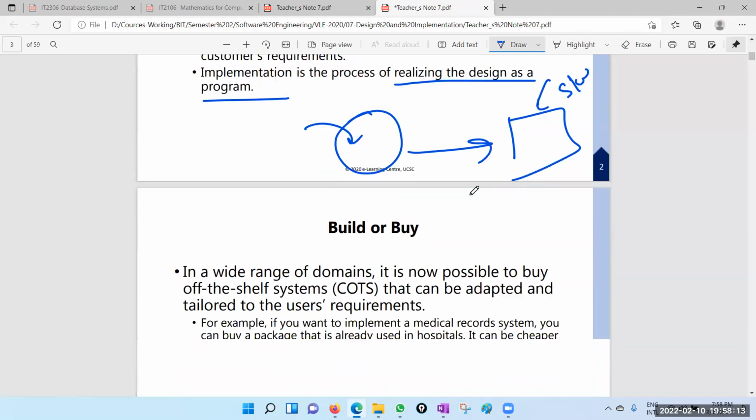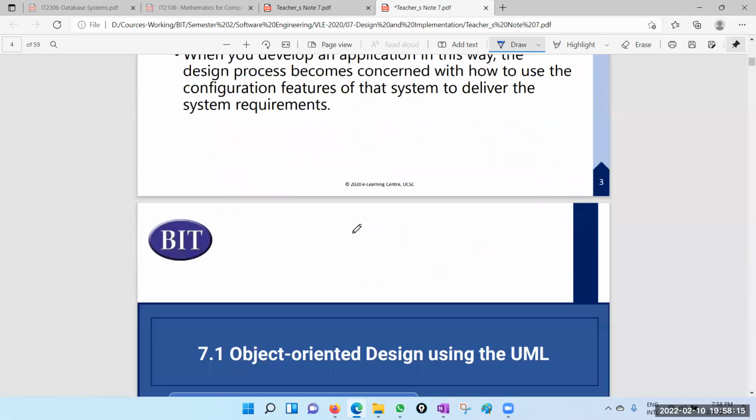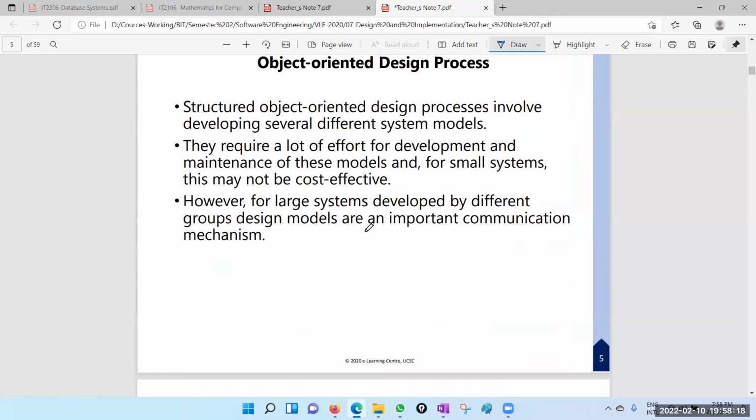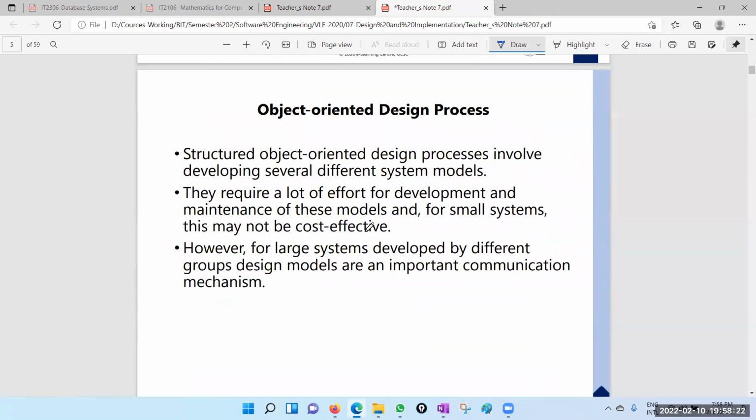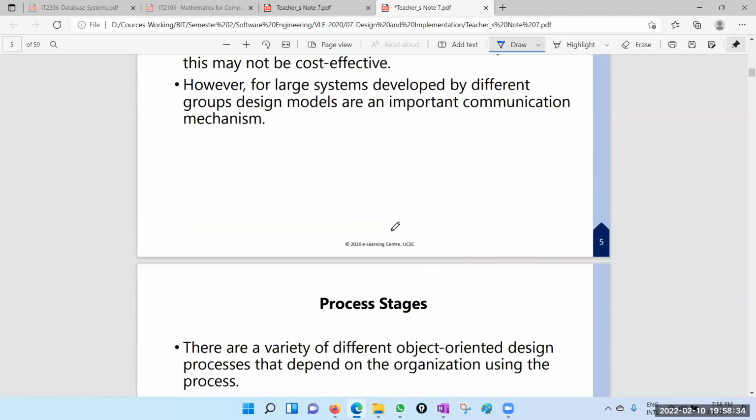Okay. Right. So I will explain the build and buy. Right. So why do we prefer the object-oriented approach? Because when you develop in an object-oriented way, it's more reusable, more maintainable, right? And it's more natural as well in designing and development. Okay.